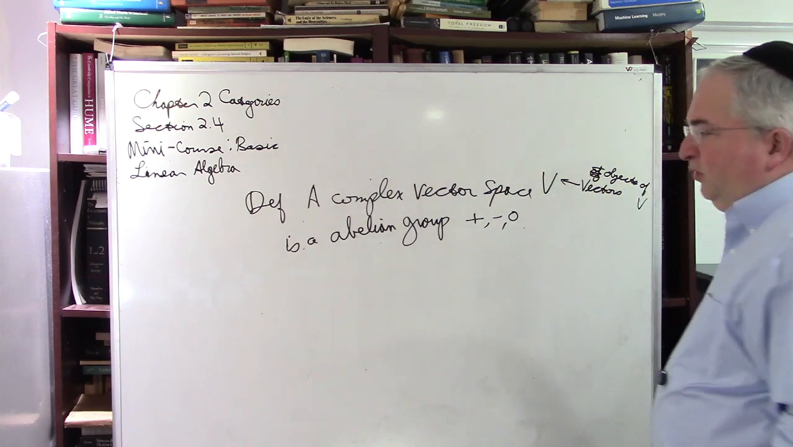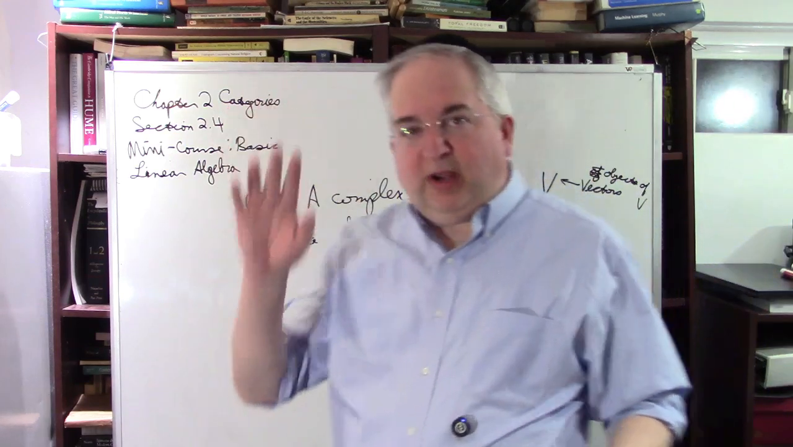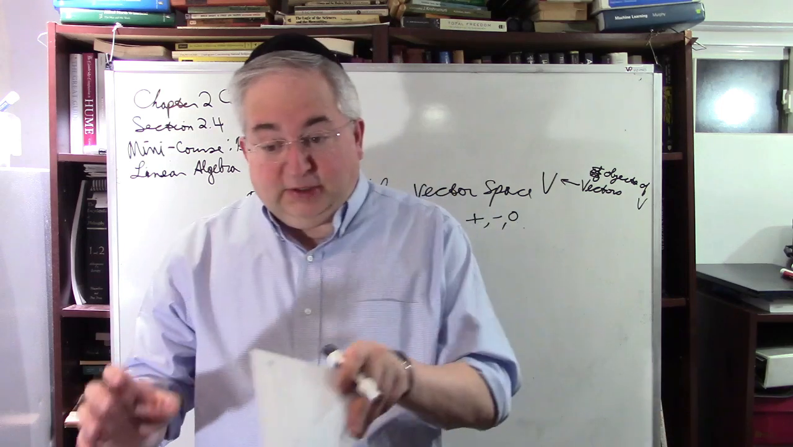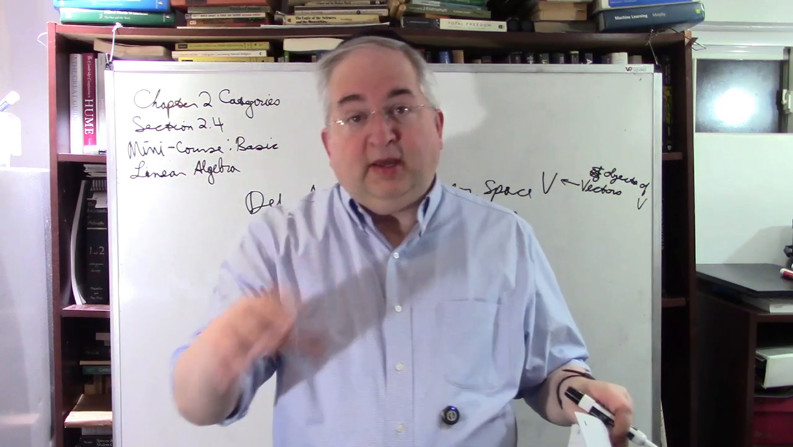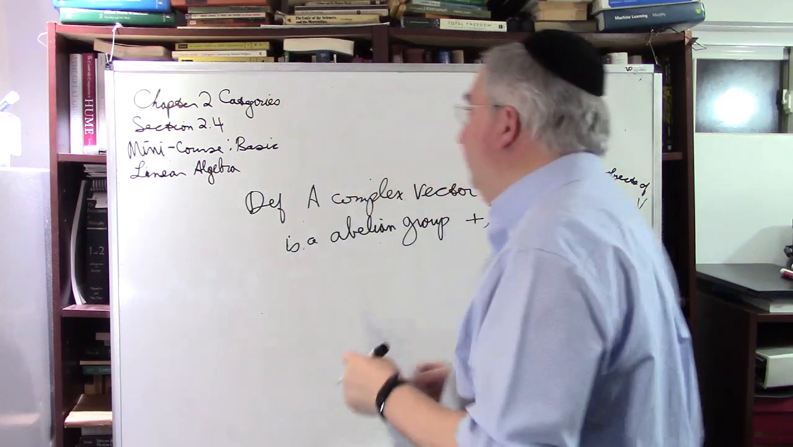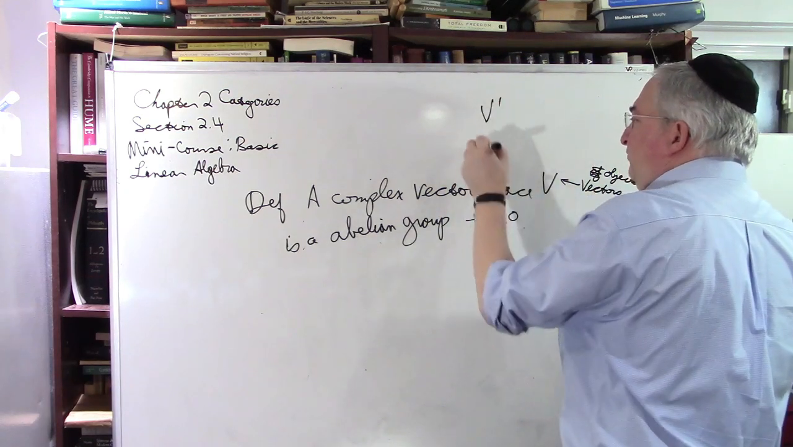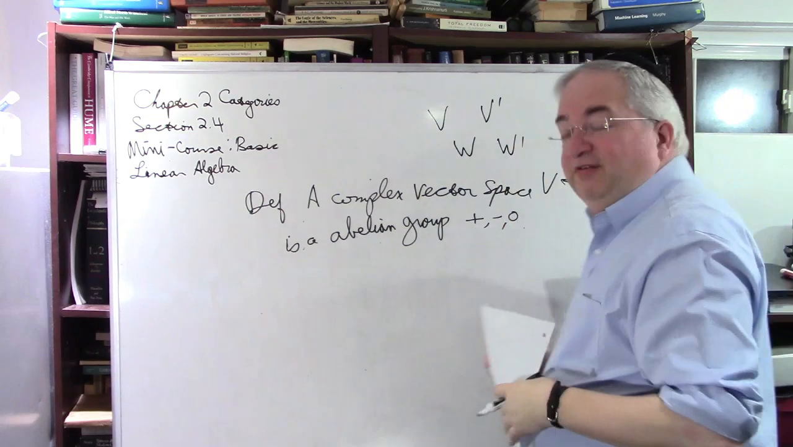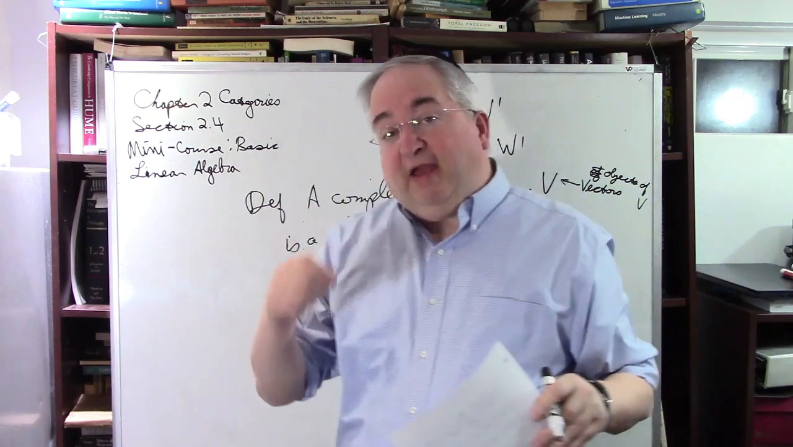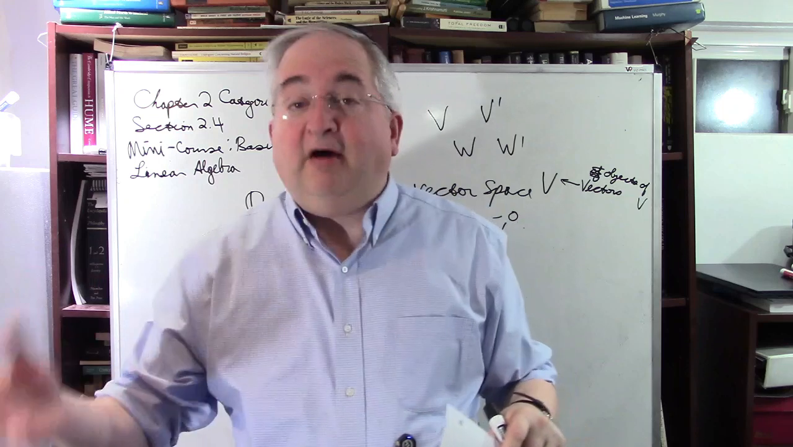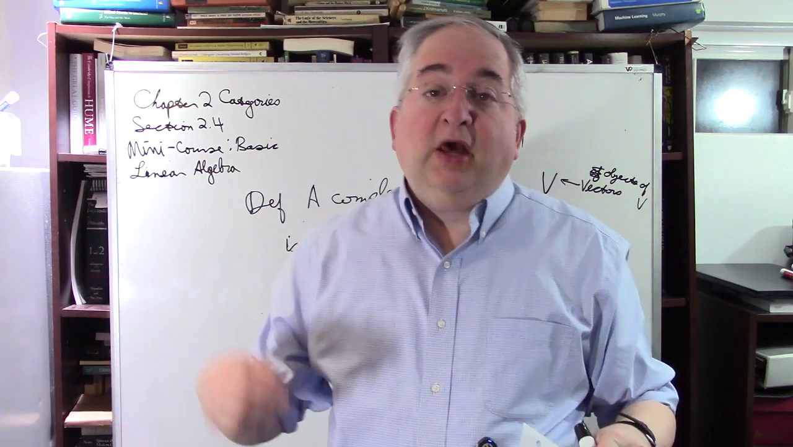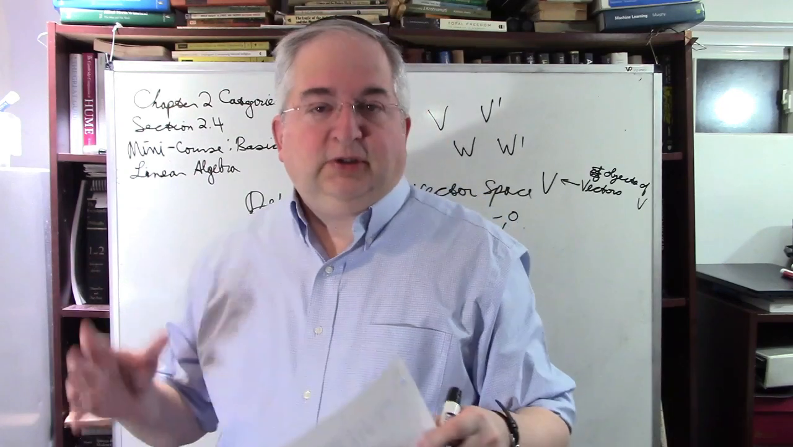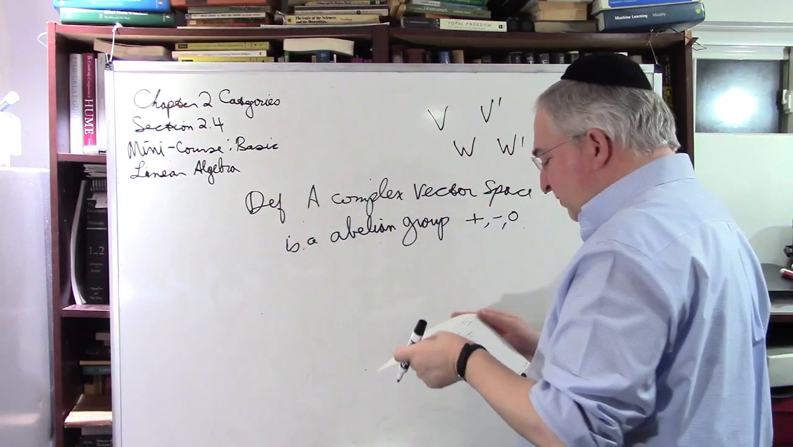The objects of V are called vectors. So we have to keep track of what we're doing. We're talking about the category of all complex vector spaces. In particular, there are going to be many complex vector spaces. We'll write them as V, V prime, W, W prime, lots of different complex vector spaces. And every single one of them has a set of things in it that it deals with. Those objects within the set are called vectors. Okay, that's just simply convention.